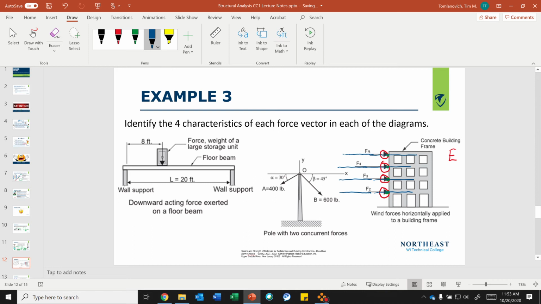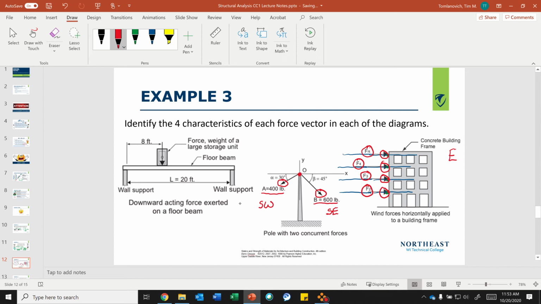Okay. And then my magnitude is FR, F4, F3, and F2. Each of them have a separate magnitude. All right, so let's look at this guy. Magnitudes: B is 600 pounds, A is 400 pounds. Sense for this guy is southwest. Sense for B is southeast. Point of application, they're all right there at point O.